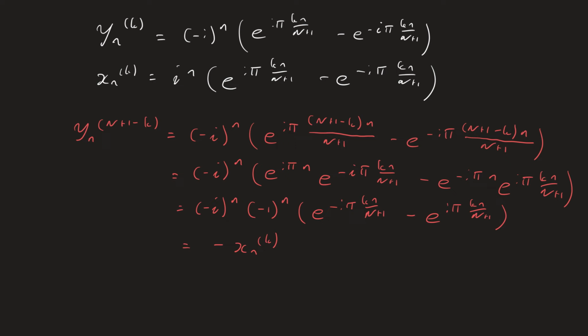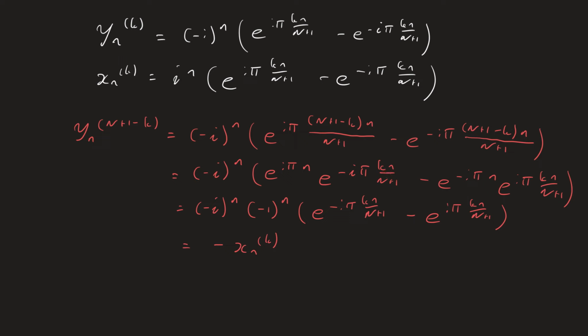We claim there is a relationship between the columns of U and the columns of f times U. Start with y_{N+1-k}. Substituting N+1-k for k in this expression gives us this expression. Note that we have N+1 divided by N+1, so this term splits into e^{iπn}, and what's left over is e^{-iπk/(N+1) · n}.